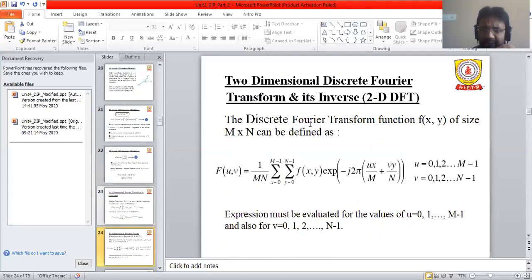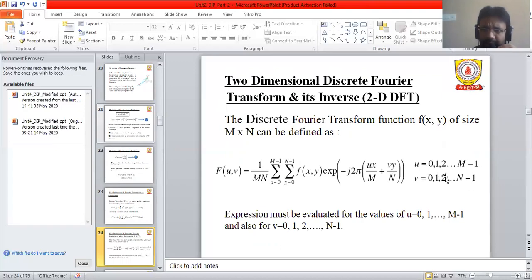Now, for the discrete case, when we have a discrete Fourier transform of a function f of x y of size M by N, it can be defined as F of u v equal to 1 upon M N. Now we take the summation over x equals 0 to M minus 1 and y equals 0 to N minus 1 of f of x y e raised to the power minus j 2 pi times u x upon M plus v y upon N.